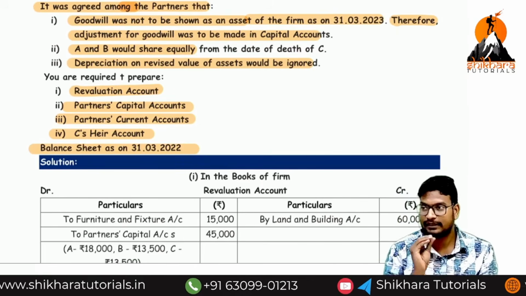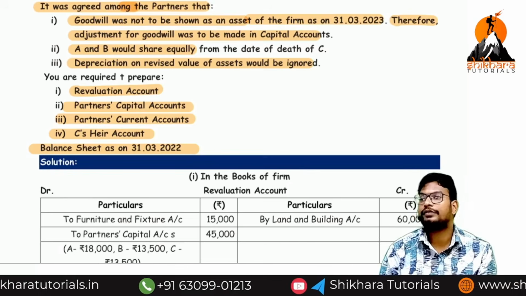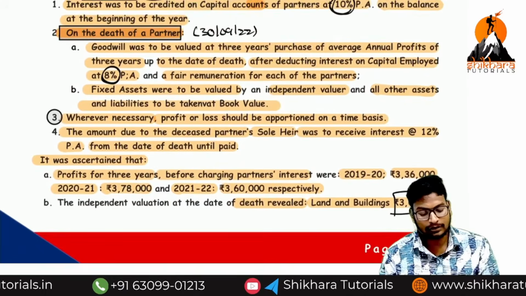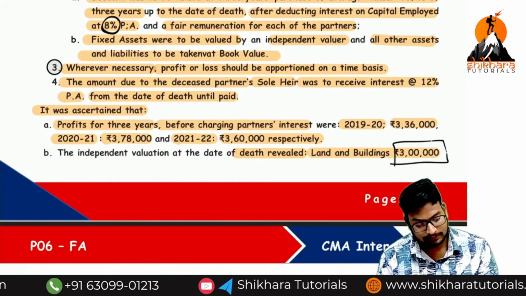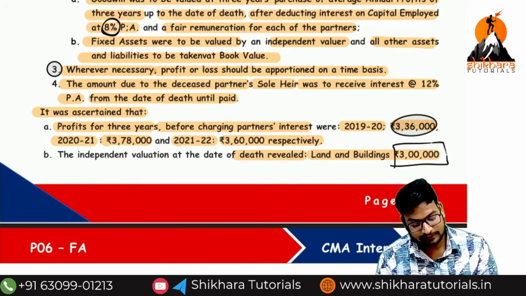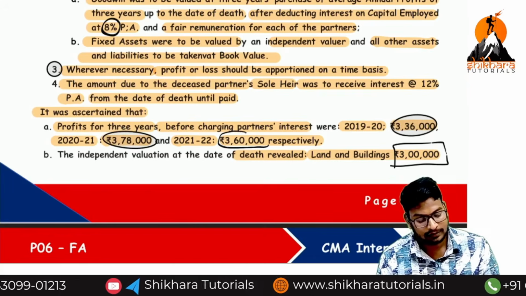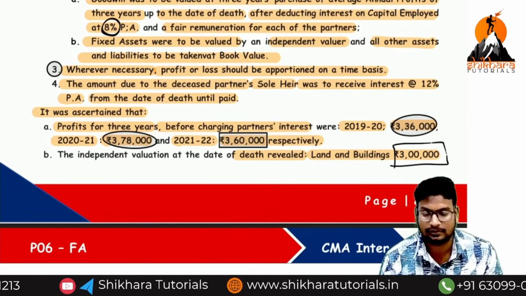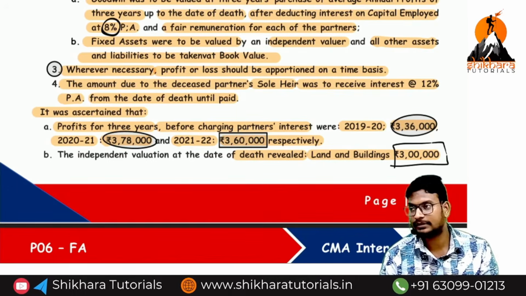So here the difficult task is, what is the difficult task, amma? We need to calculate the profits. We should not take the total profits straight away, amma. What are the profits given in the question? First one is 3,36,000 and second one is 3,78,000. What is the next profit, amma? 3,60,000. We should not take straight away 3,60,000. This 3,36,000, 3,78,000, 3,60,000. Why, ma?